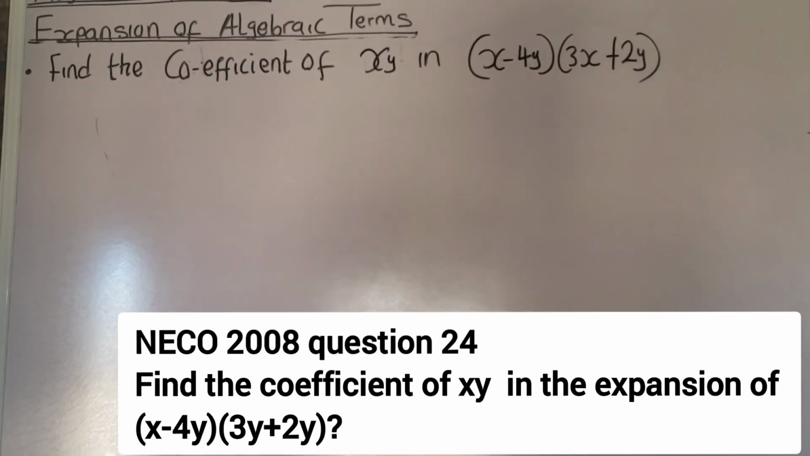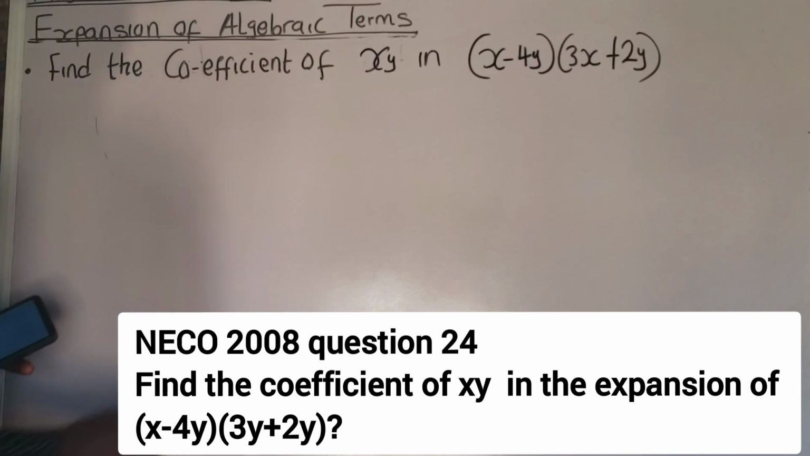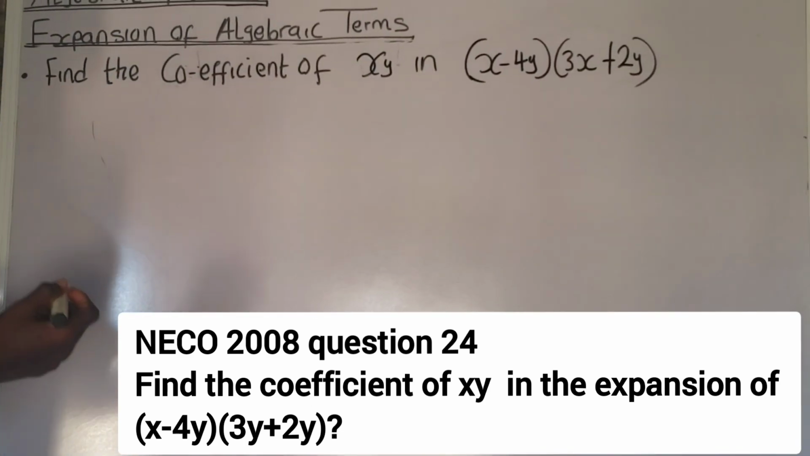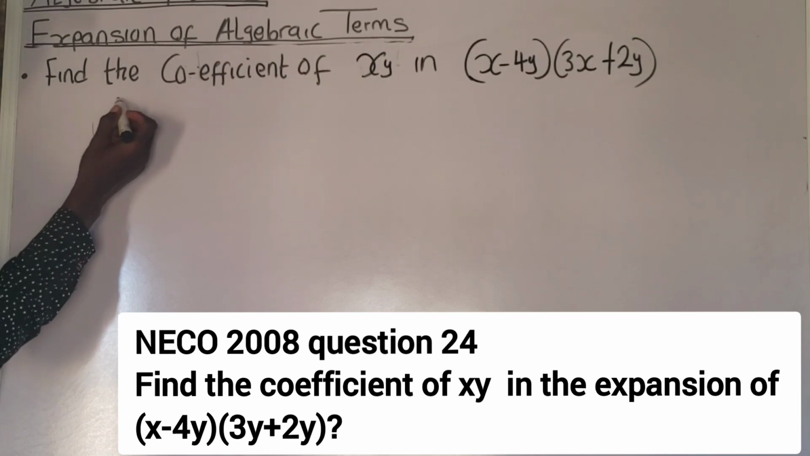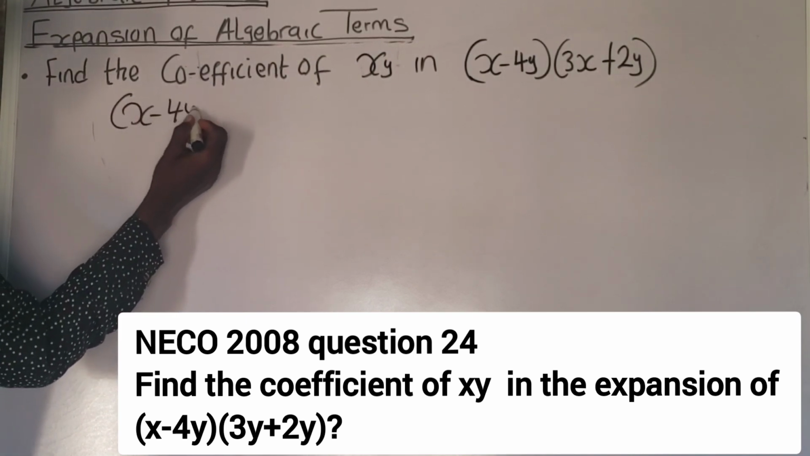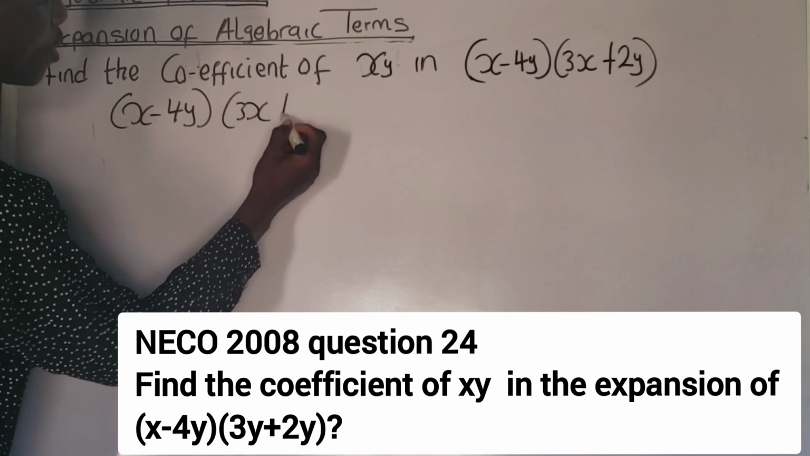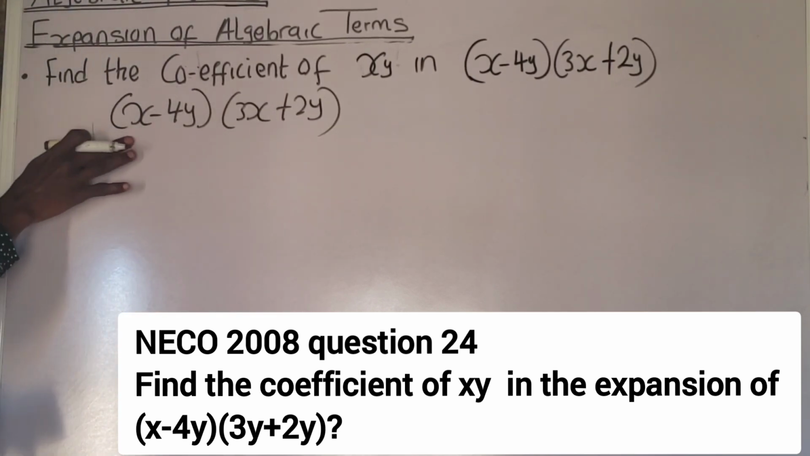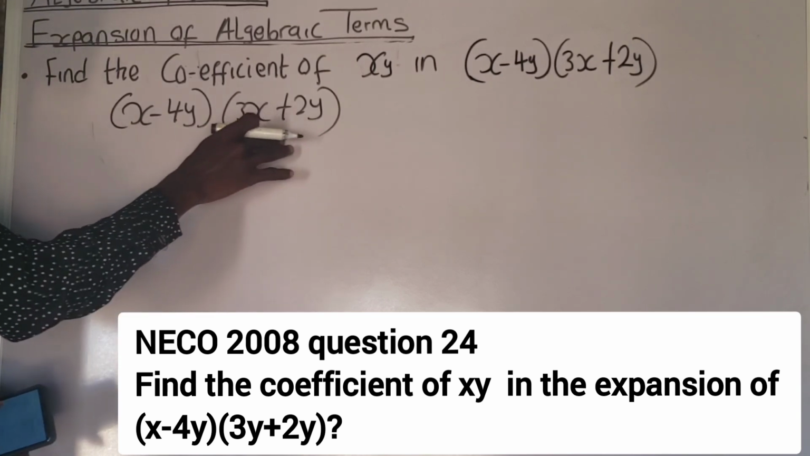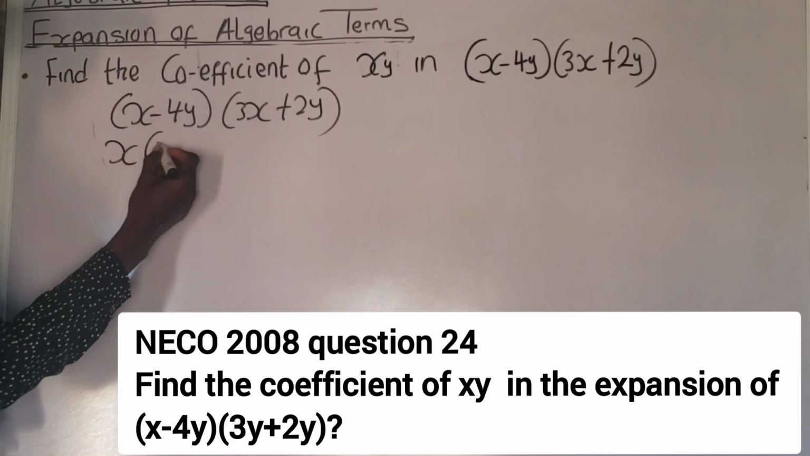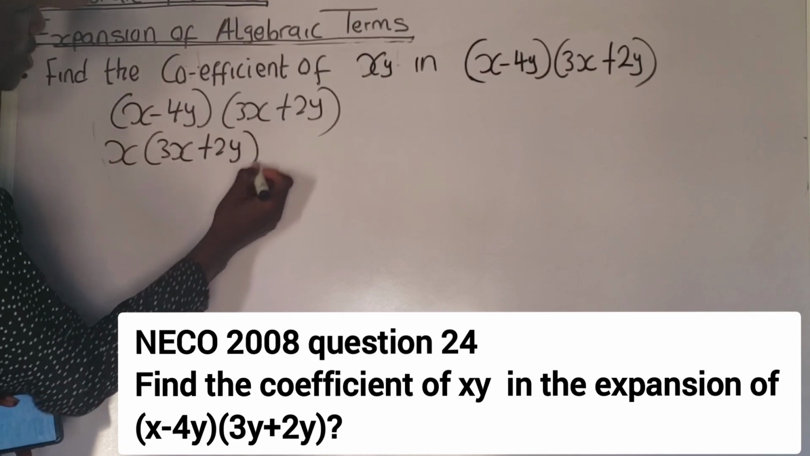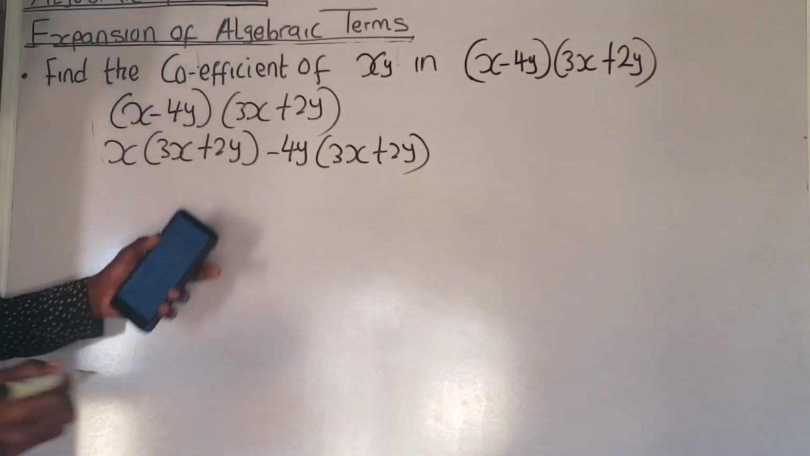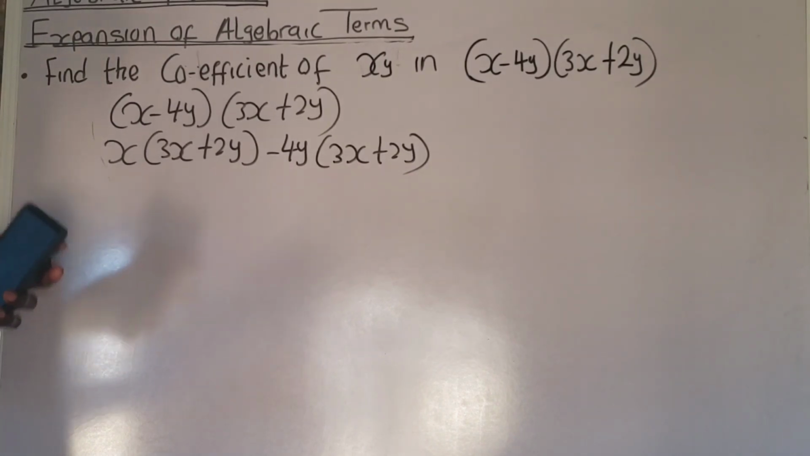Okay, the next question, we are asked to find the coefficient of xy in the expansion of x minus 4y and 3x plus 2y. Please, I want you to pay attention, okay? For this, I'm going to have x minus 4y and 3x plus 2y. For this, the first term here, we multiply all the terms in this second bracket. So I'm going to have x into bracket 3x plus 2y, okay, negative 4y into bracket 3x plus 2y. We have already learned all this in our first, second and third class. I'm very sure you can do this.